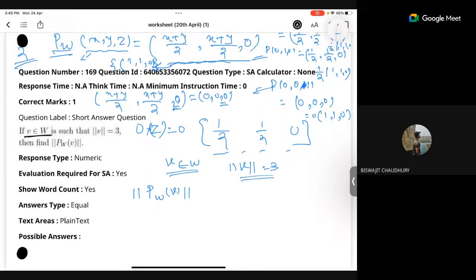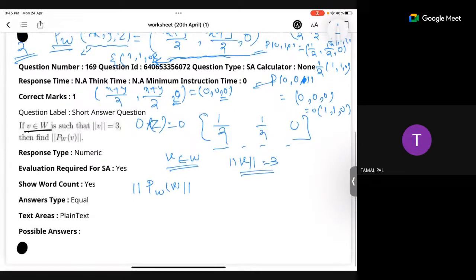Now tell me, what will be the projection of a vector on that vector itself? The vector itself. Yes, that is the same vector, right? What about the length of that projection? That will be the same as the length of the vector, as the norm. Because the numerator and the denominator will be cancelled out, and we will get that vector only. So that is the thing here.